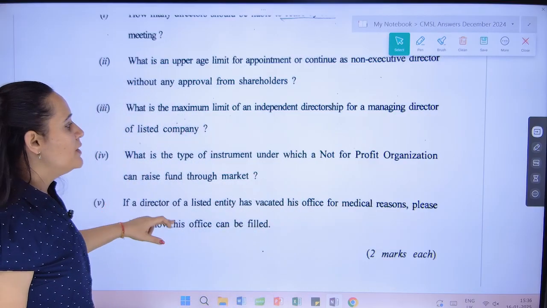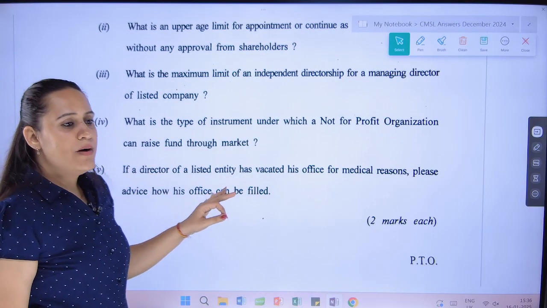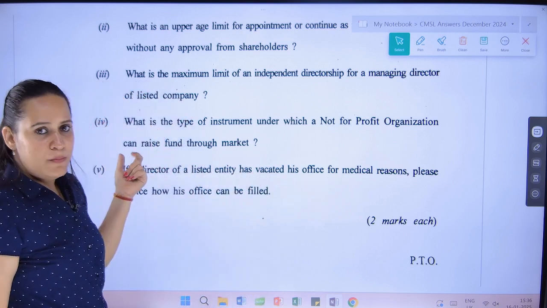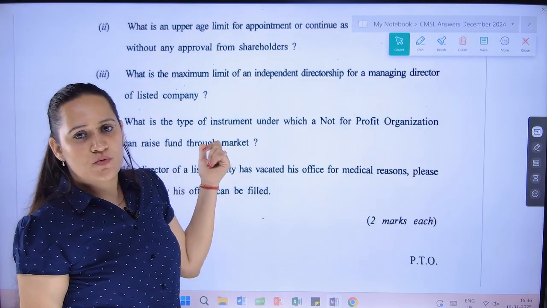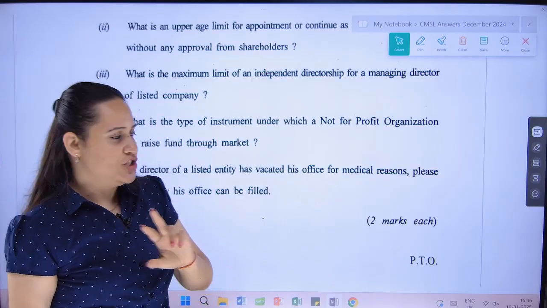What is the type of instrument under which a not-for-profit organization can raise funds through the open market? Again, it is zero principal, zero interest: zero coupon, zero principal amount bonds that can be issued for raising funds through the social stock exchange.